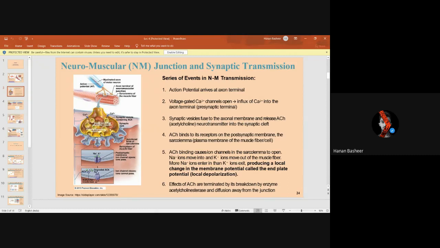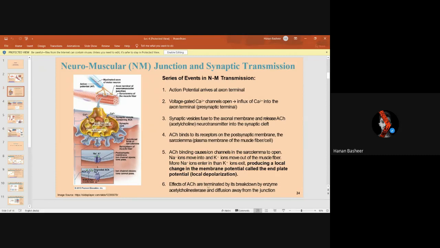The ACh is responsible for the opening of these gates, and it binds to the receptors on the postsynaptic membrane, the sarcolemma, the plasma membrane of the muscle fiber. This ACh binding causes channels in the sarcolemma to open and Na+ flows inside, and hence the action potential peak arrives. After it, the repolarization occurs by K+ moving out of the muscle fiber. More Na+ enters than K+ exits, producing a local change in membrane polarization called the end-plate potential. This is a local depolarization.